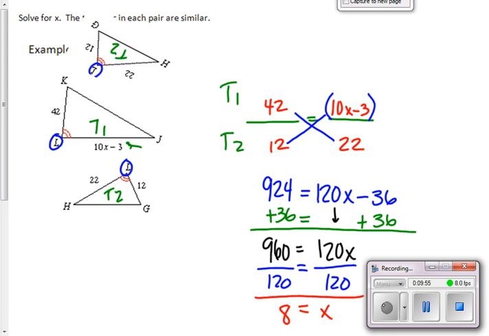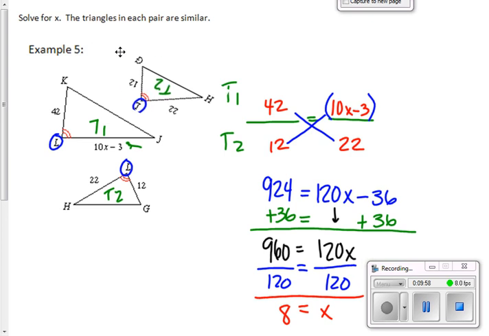And note in this problem, if you look back at that set of instructions, it says solve for x. So we've solved for x. X is 8. It doesn't say find this side length. If we had to find this side length, we would know how to do that by substituting 8 in for x.